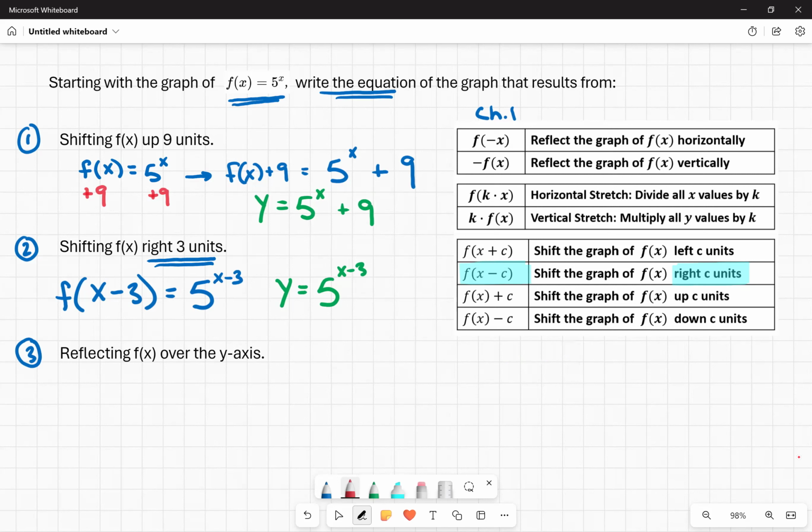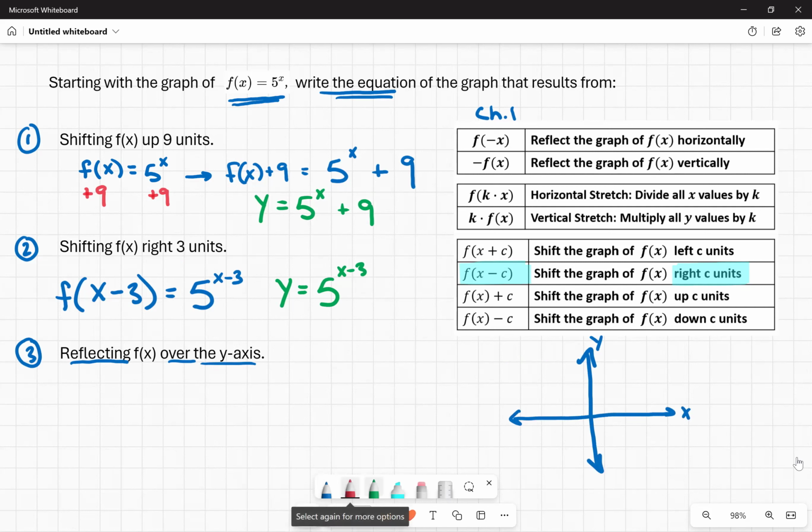All right, looking good. And finally, find the equation of the graph that results from reflecting over the y-axis. Now, is that horizontal or vertical? Well, let's see. The y-axis is vertical. This is the y-axis. This is the x-axis. And if we're reflecting over the y-axis, that means we're going left to right. We're reflecting in the horizontal direction.